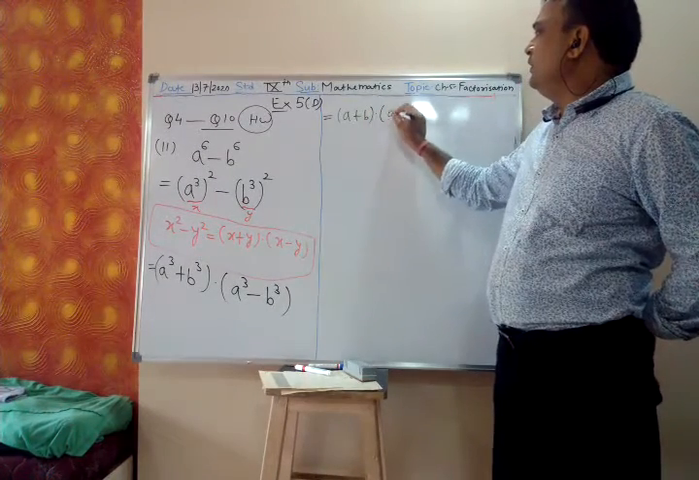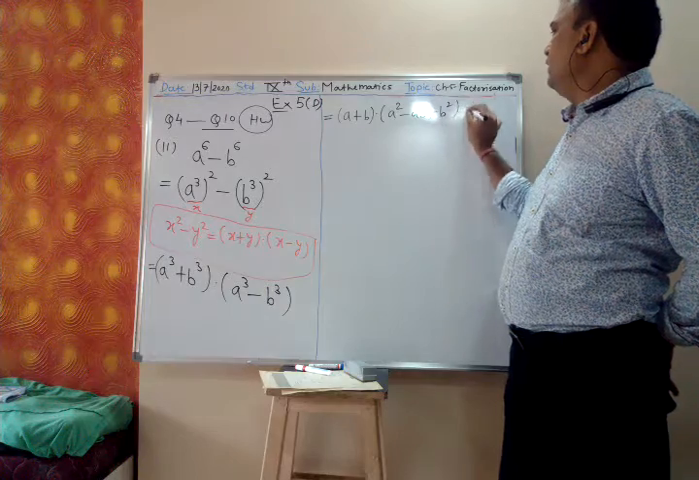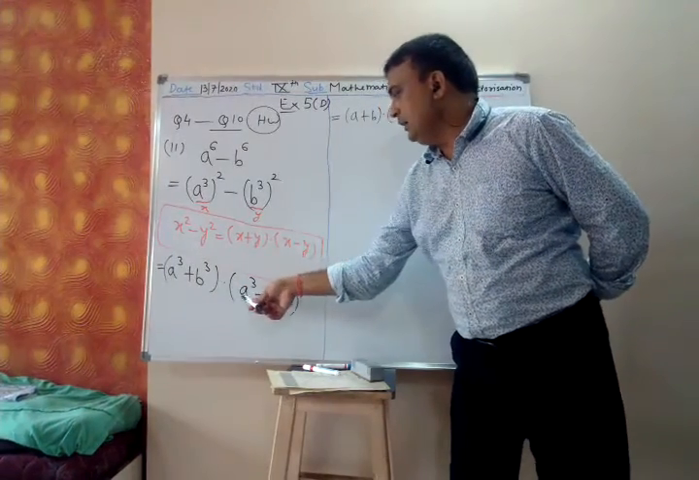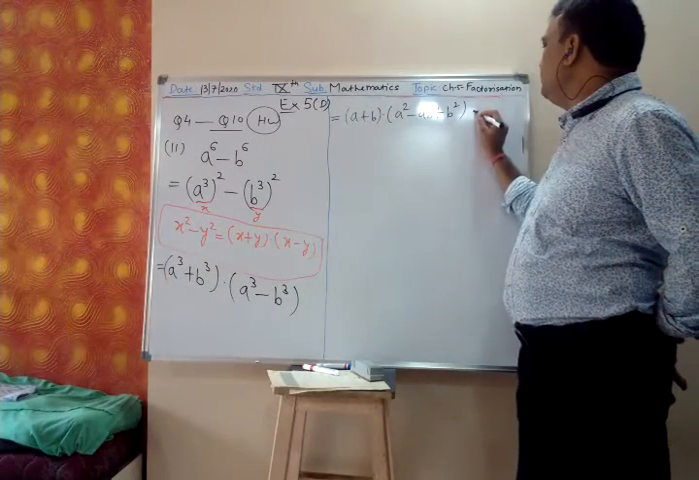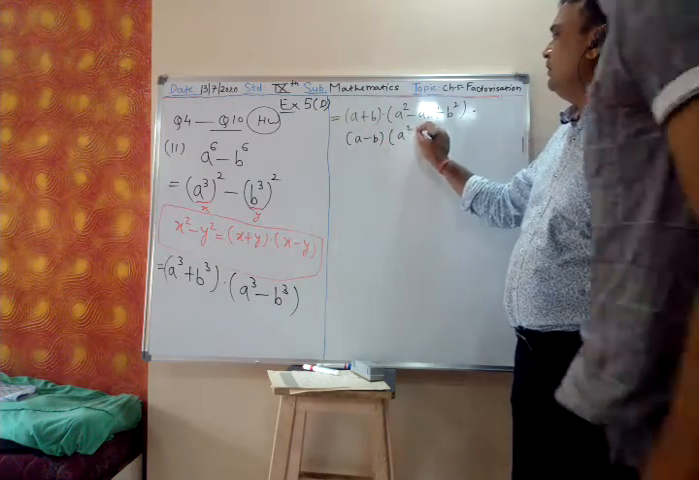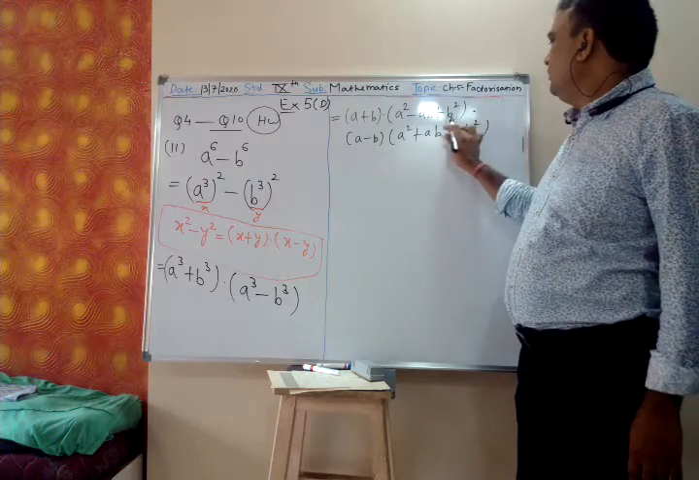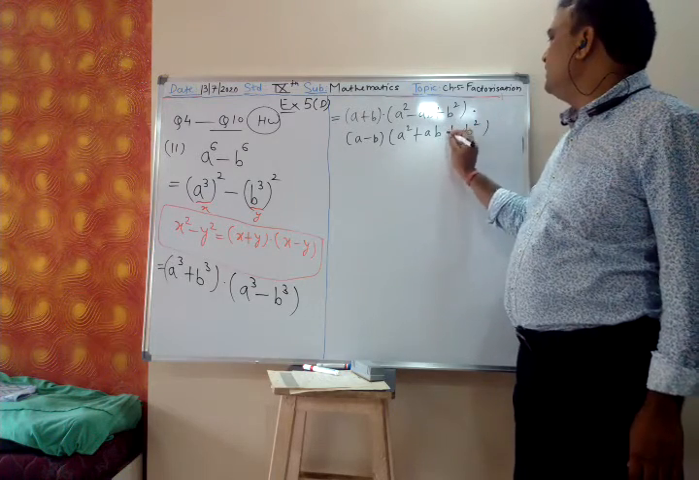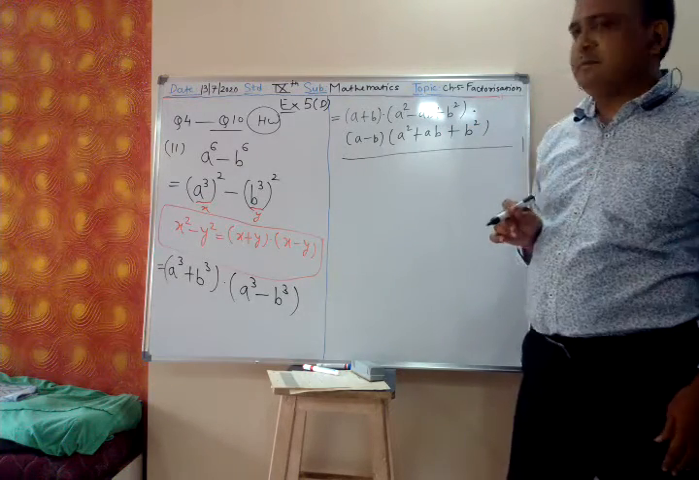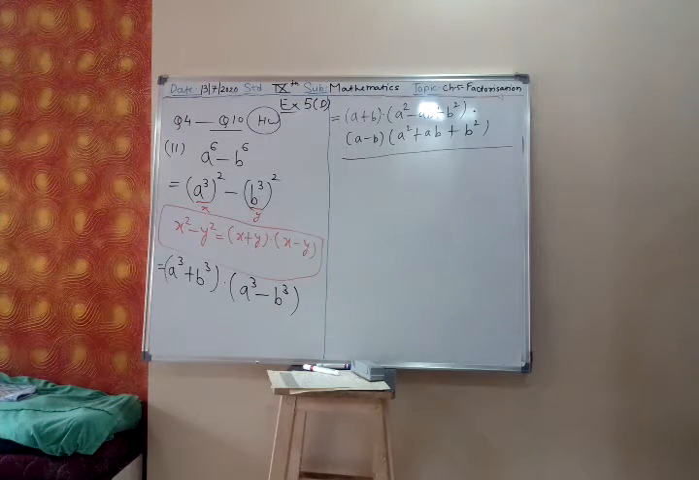A cube plus B cube formula is A plus B into A square minus AB plus B square. Then A cube minus B cube we write as A minus B into A square plus AB plus B square. This is the answer. Now it is clear.